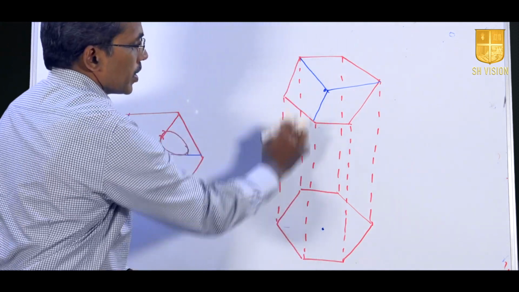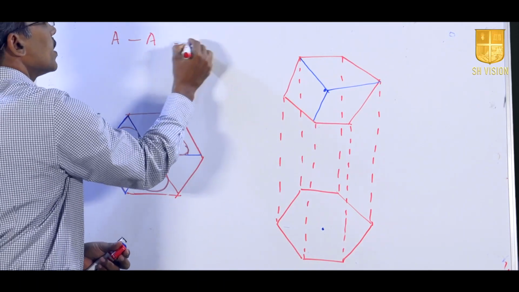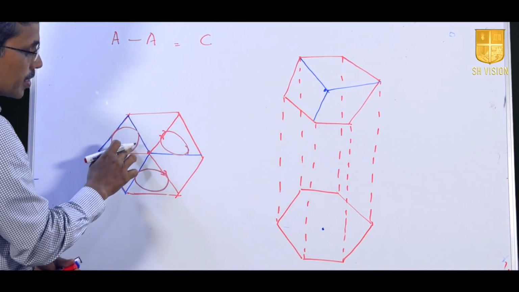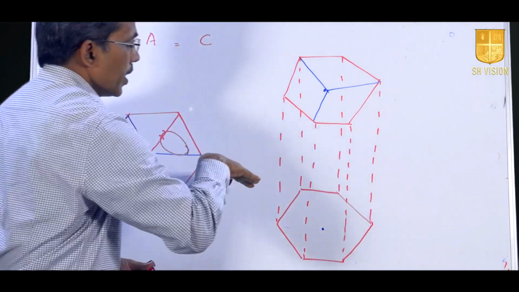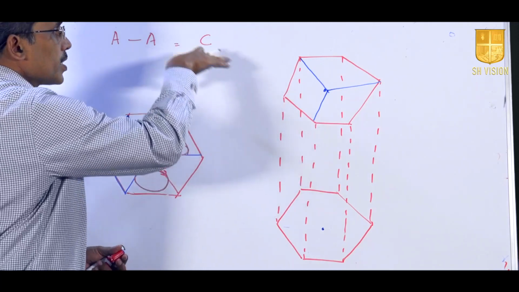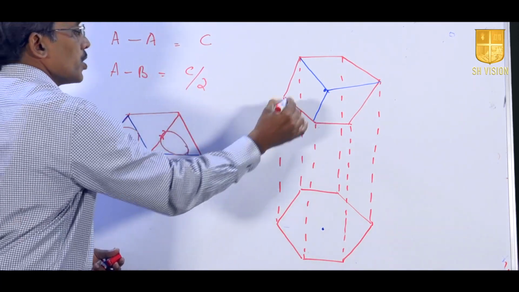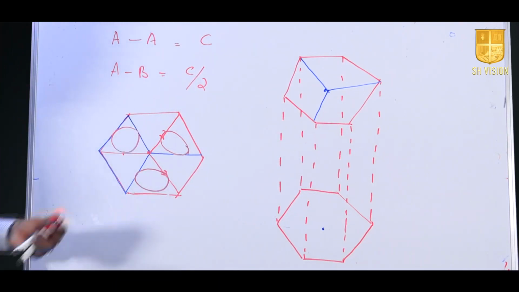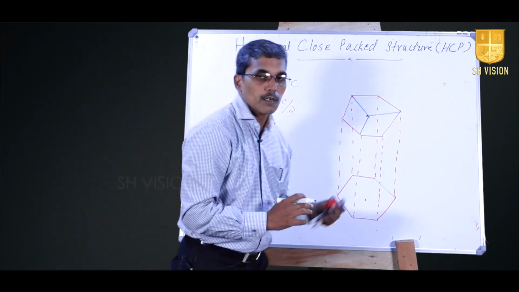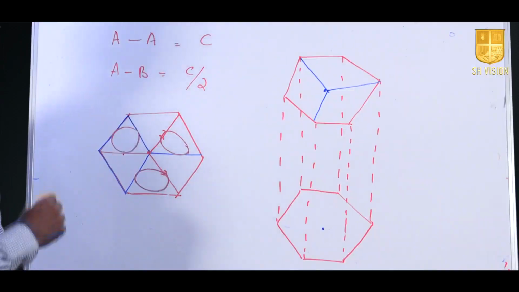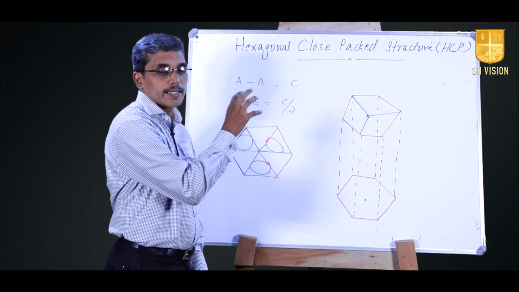Therefore, the total distance between 2 A layers, that is A to A layer, is C, and this is the B layer. The center of these atoms is along the B, and that B layer will be at C by 2. A to B distance will be C by 2. So, this is halfway. That is how we get the unit cell of the hexagonally close packed crystal structure.